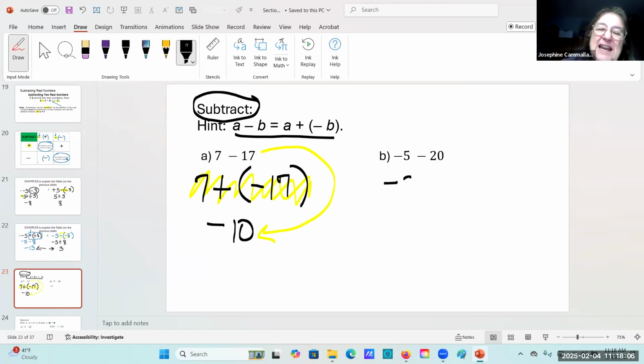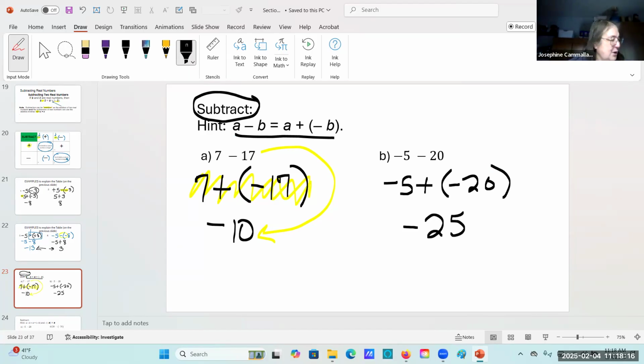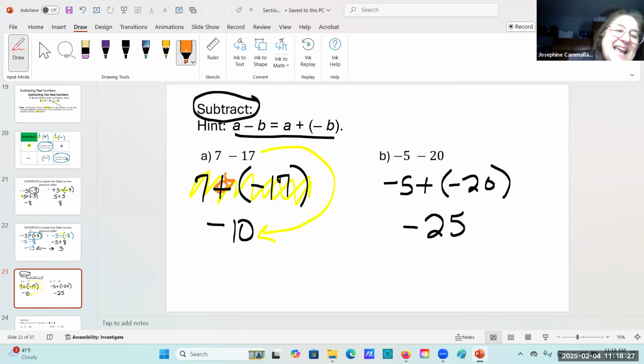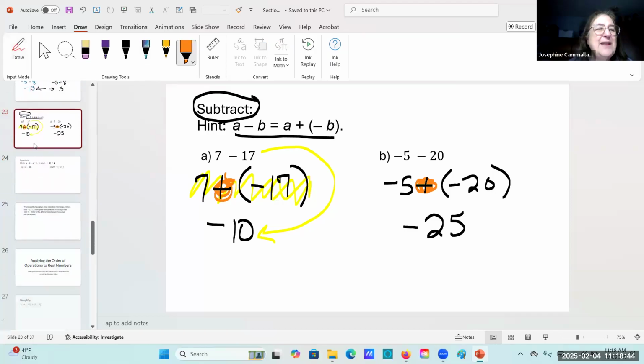This is saying negative 5 plus a negative 20. Negative 25. Notice how we are dealing with the signs. It says subtract, but notice, technically, we're adding because we only have one rule of signs when we talk about add and subtract. Same thing happens here.